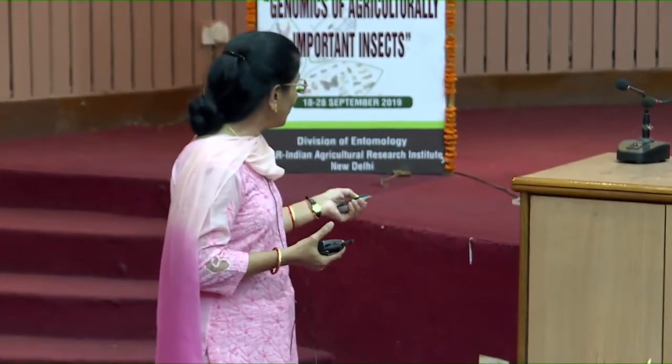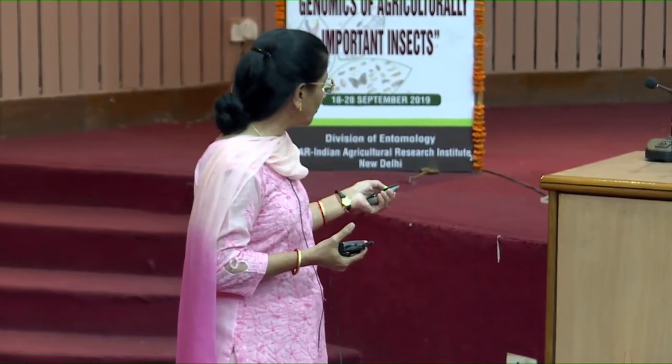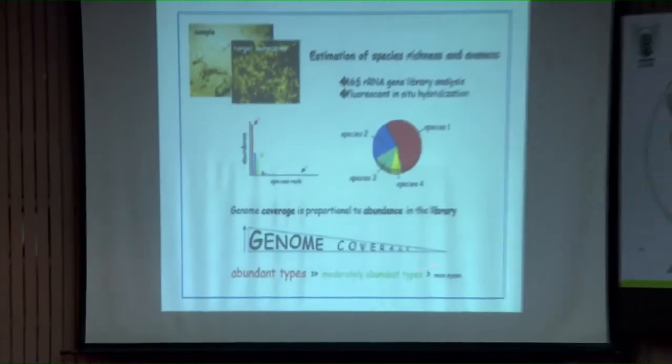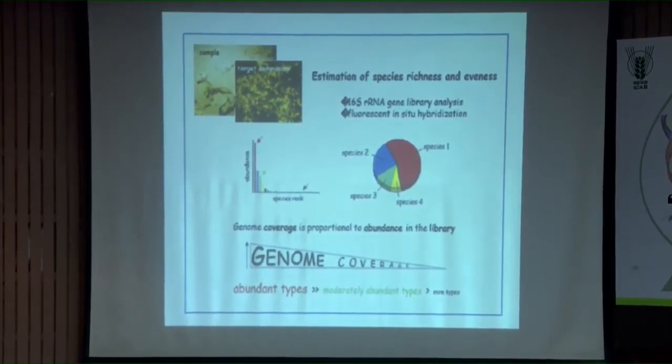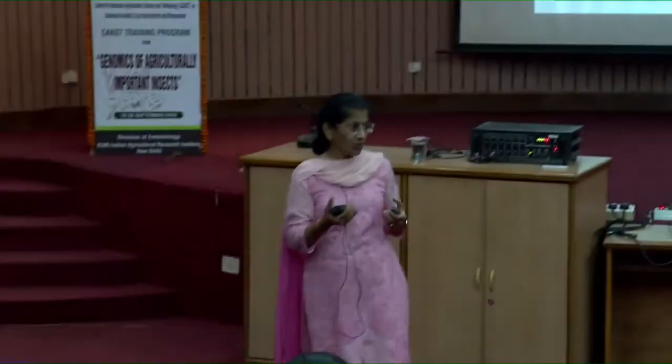I just put it in such a way that if you look at the genome coverage, it is proportional to the abundance in the library. The abundant types will always have a larger genome coverage, obviously, because there are so many cells of the same genus. As the abundance goes down, the genome coverage also goes down. So how do you plan your experimentation in such a way that the low abundance ones you want to work with? Then you need to enrich your soil in such a way that the low presence of a particular genus or some microbe is actually improved upon.